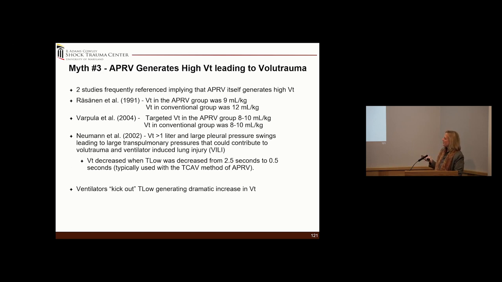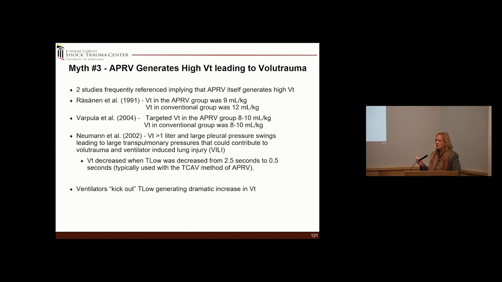Also, Neumann is referenced, saying that tidal volumes greater than a liter cause large pleural pressure swings and could lead to VILI. But if you actually read that study and break it down, the tidal volumes that were above a liter were because the T low was set to 2.5 seconds. As the T low was reduced to 0.5 seconds, as is typically used with TCAV, the tidal volumes came down greatly.